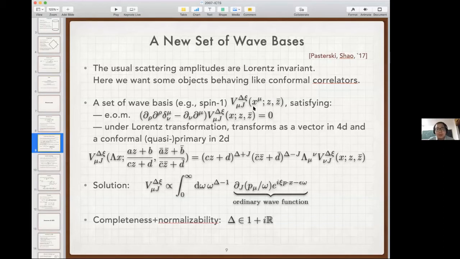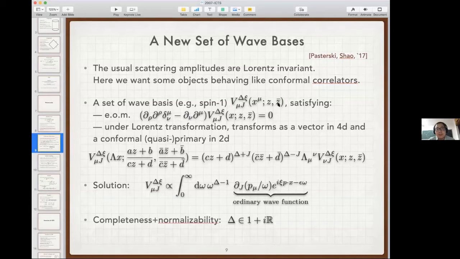So on one hand, it of course depends on the momentum, the space time. But on the other hand, we are going to label the spaces with the z and z bar, and a new quantity delta, and also some j. The mu is just a Lorentz index. So for example, the role of the delta and the z and z bar here are just like the role played by the usual momentum in the plane waves.